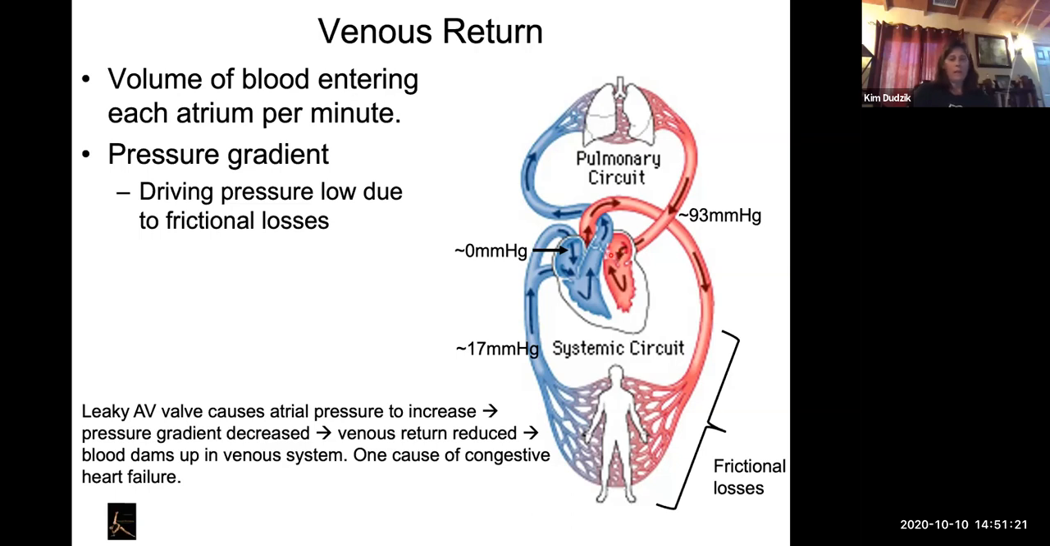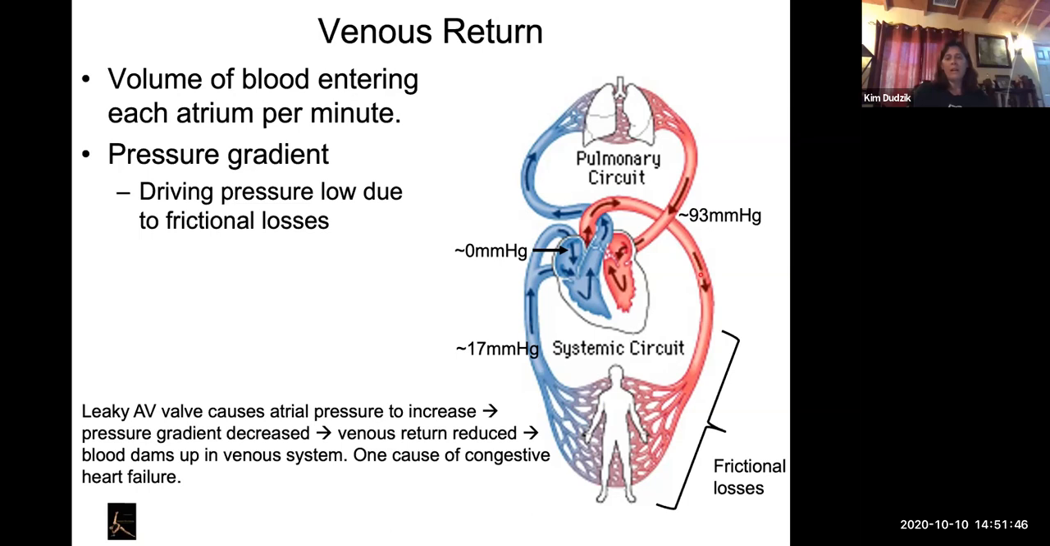But again, it's also dependent on the pressure gradient. The driving pressure is actually low due to the frictional losses. So remember, we saw this before, but I added some numbers here. At the aorta, we said the mean arterial pressure is about 93. Absolute pressure, again, it's about 120 over 100 here.